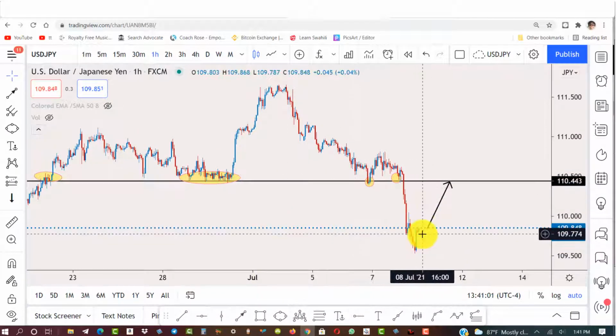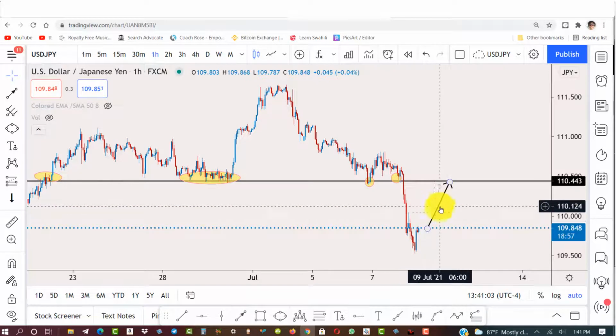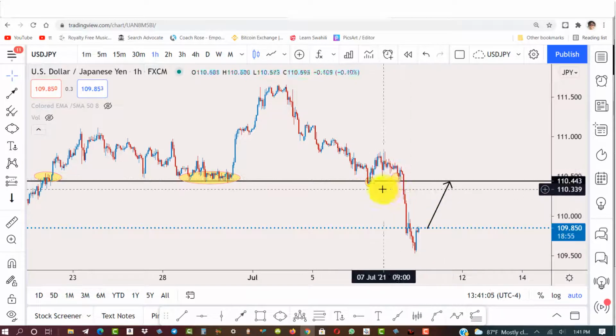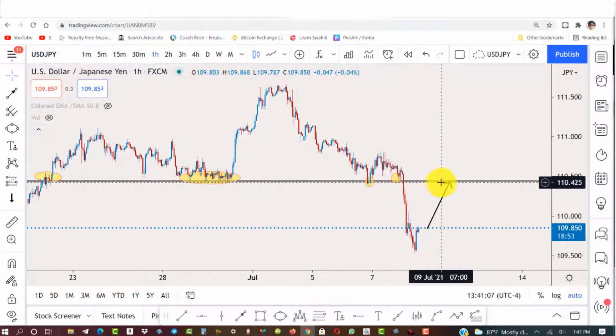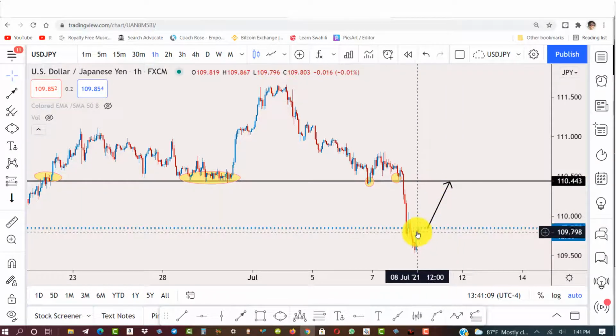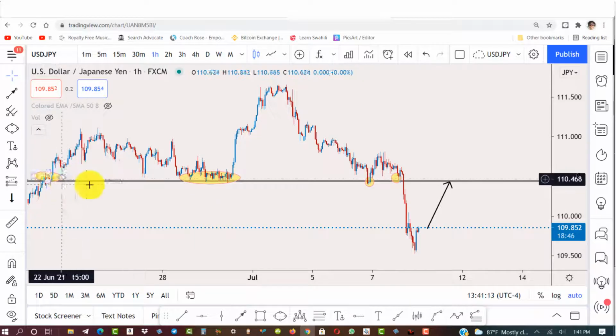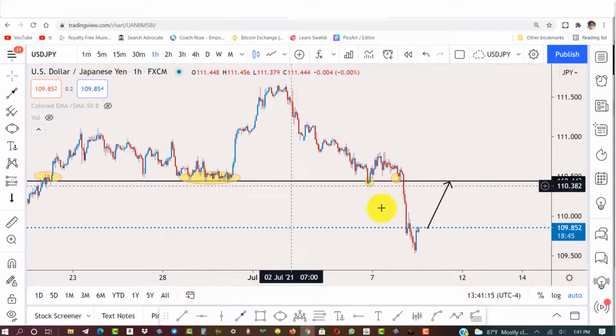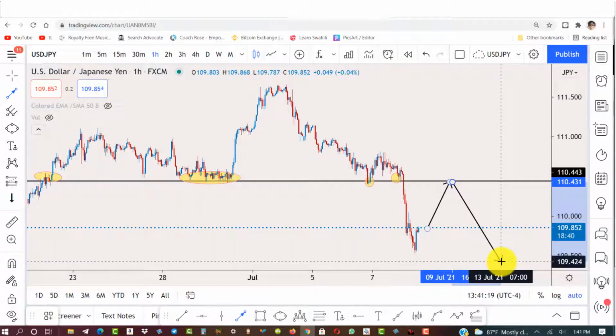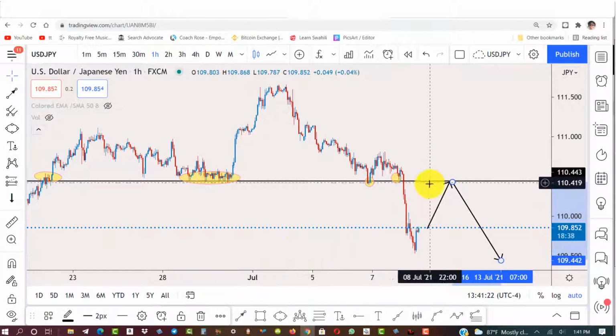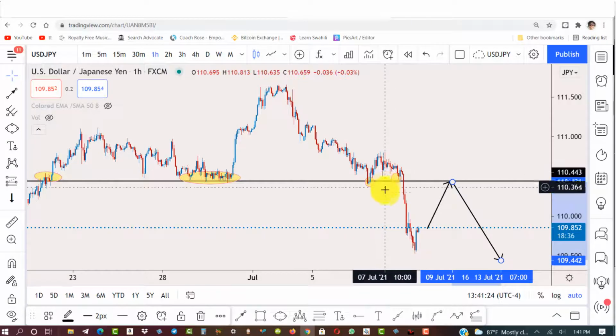So if I was in this trade and I was buying, going up, I would be taking my profit somewhere just before it hits here, because there is a very high chance that price is going to come back here and test this support, previously support, which is now resistance, and then price might just go back down. All right, so that is a support that has turned into resistance.